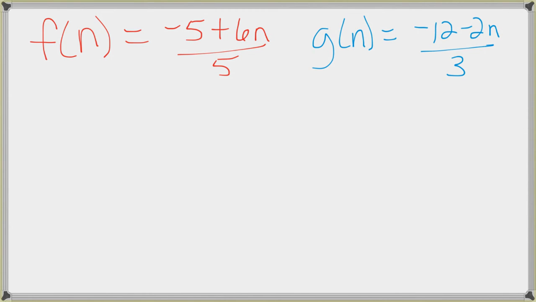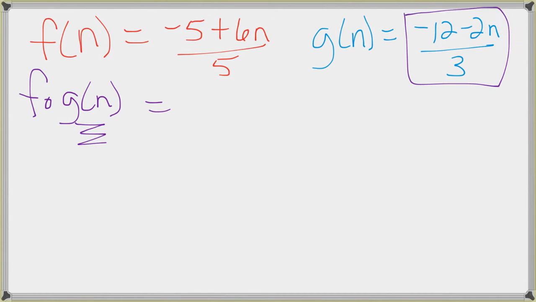So what are we going to do? We're going to take g of n and plug it into f of n. Then we're going to take f of n and plug it into g of n. What are we looking for? We're looking to see if everything cancels except the n. So f of g of n equals, take the whole function g, that blue part, negative 12 minus 2n over 3, and use it to replace the n. Negative 5 plus 6 times negative 12 minus 2n over 3, divided by 5.